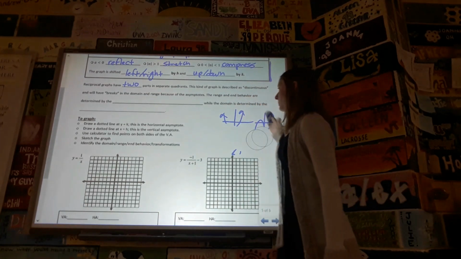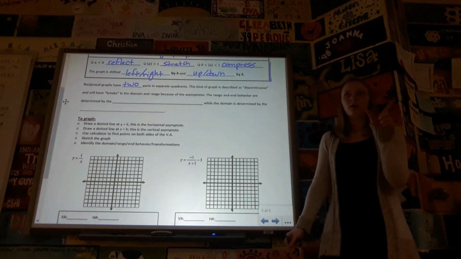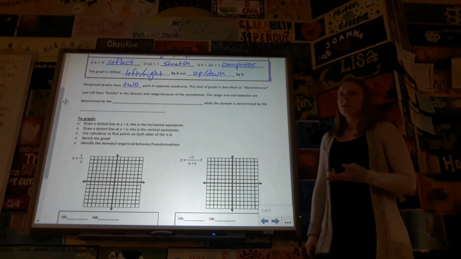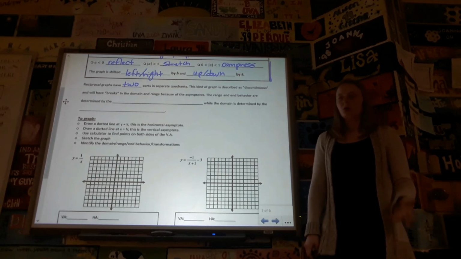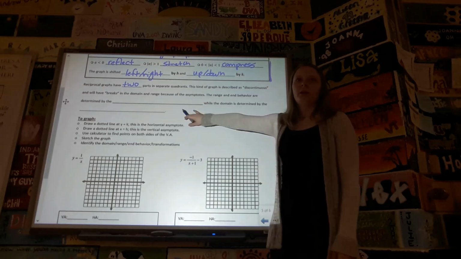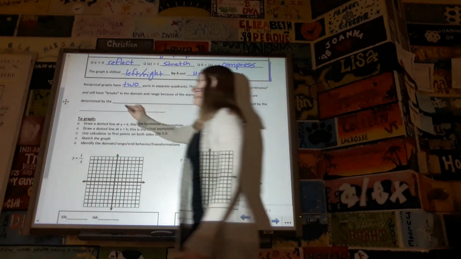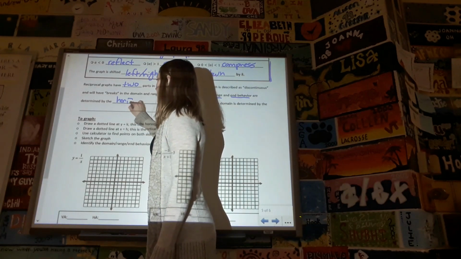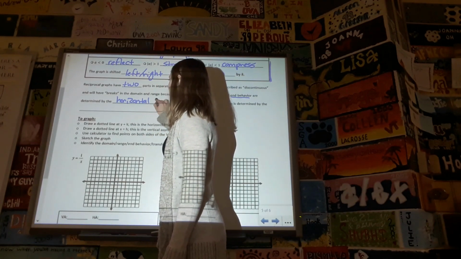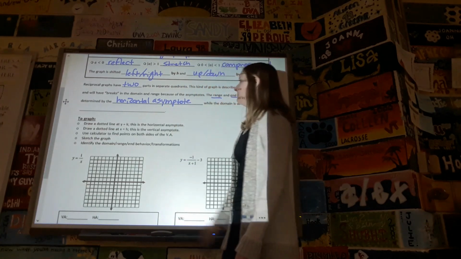And so we're going to see more ways that you can have discontinuities, the things that break your graph apart. But for our purposes in this lesson, we're just considering the asymptotes to be discontinuities. Okay? So these 2 little statements here are going to be really important. The range and the end behavior are determined by the horizontal asymptote.